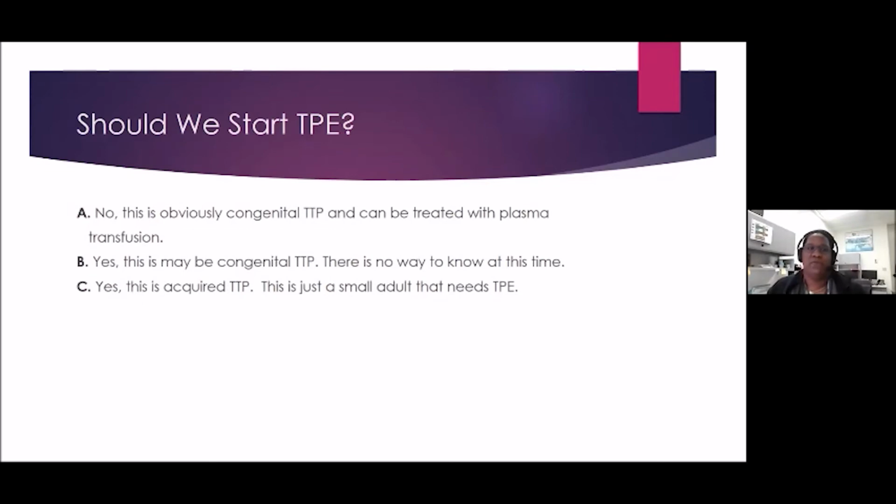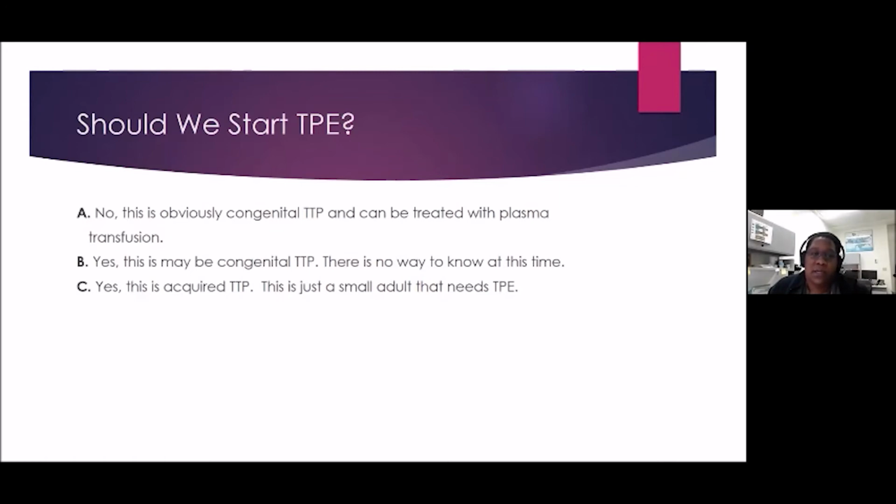So I have a question for you. So let's say this patient presents with these symptoms. It seems like TTP, and it could be congenital, maybe not. So what should we do? Answer A, no, this is obviously congenital TTP and can be treated with plasma transfusion only. B, this may be congenital TTP, but there is no way to know at this time.